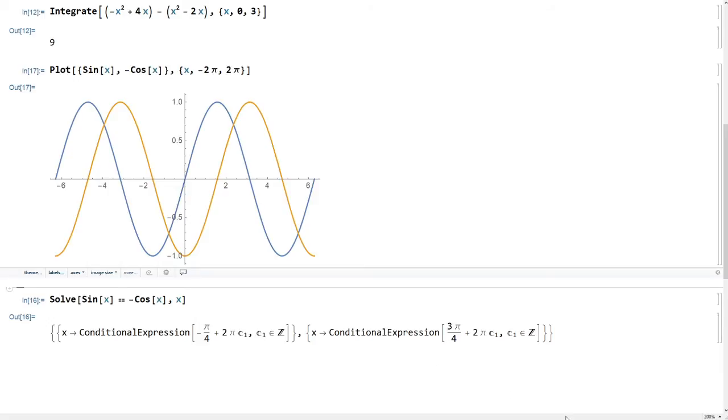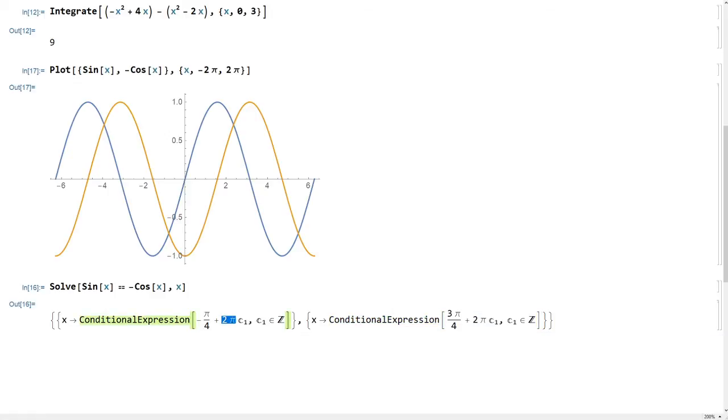Okay? And then for the other one, here's 3 pi over 4. The next one would be 3 pi over 4 plus 2 pi. But we can also use negative numbers for C1 and say 3 pi over 4 minus 2 pi. So that puts us at this one here. Right? So there's infinitely many of those crossings, and that's what this 2 pi C1 stuff is all about. But what we do see here is this is negative pi over 4. This is 3 pi over 4. So there's our interval of integration.